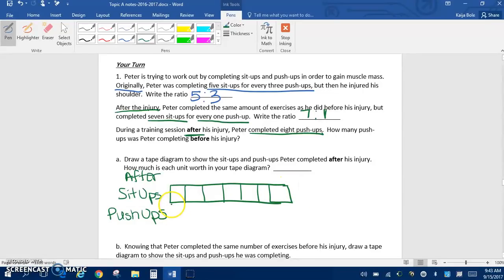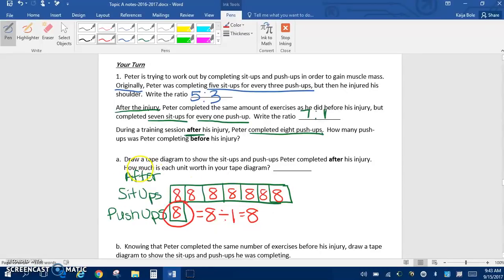Alright, and push-ups is going to get just 1 box. Now we're trying to figure out how much each unit is worth. If we go back up here, it says during a training session after his injury, which is what we're doing, Peter completed 8 push-ups. So all of the push-up boxes, which is just 1, equals 8. Since there's just 1 box, if we divide by 1, we still get 8. So each box here represents 8. Go ahead and fill those in.